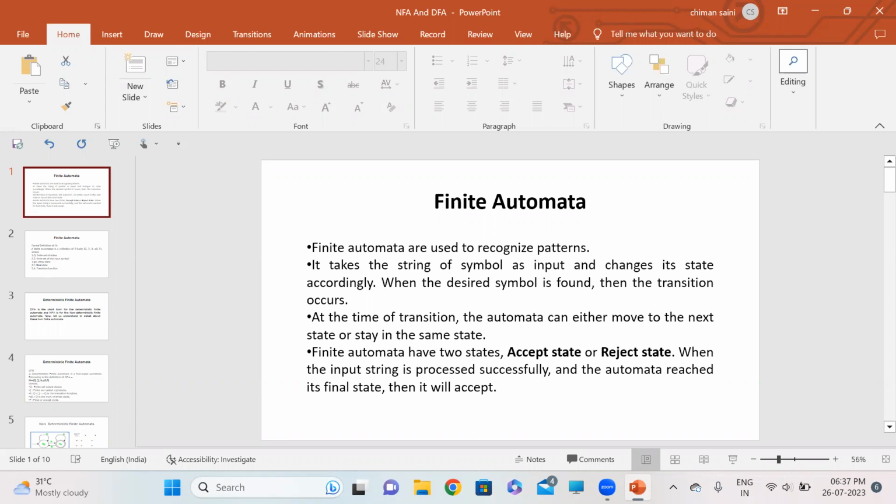When we start from the starting state in an automata, and after processing the input string we reach the final state, then we say that our string is accepted by that automata, otherwise it is rejected by the automata.